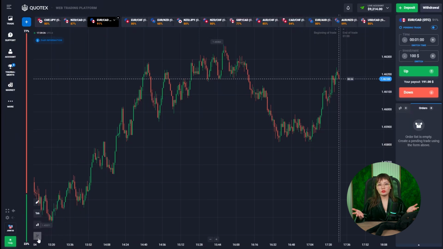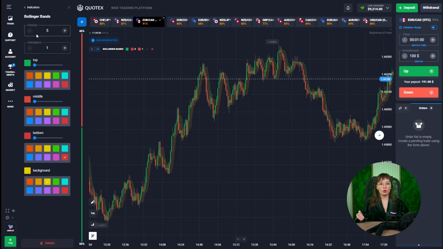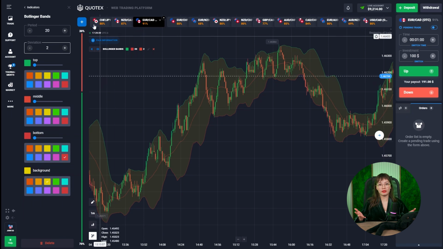It's also said that it helps determine market volatility. Let's see what it looks like in practice. I'll open the indicator in the broker's terminal. Quotex has very inconvenient settings, so I'll change 5 to 20 and 1 to 2. This is what the standard Bollinger Bands look like.